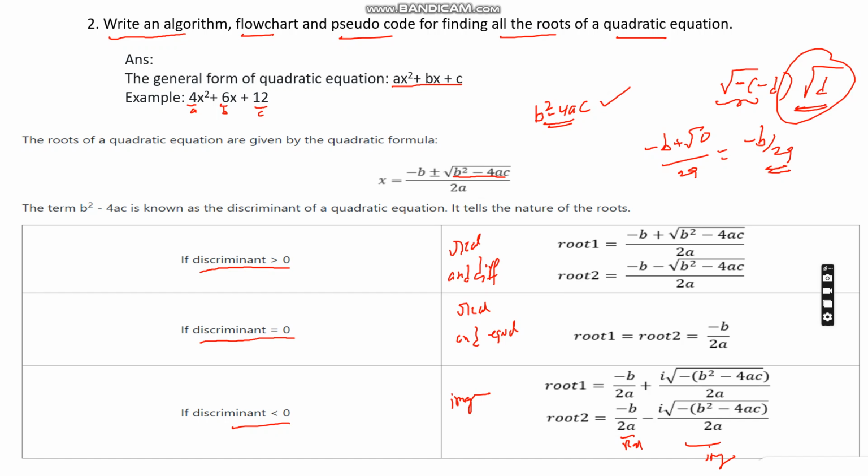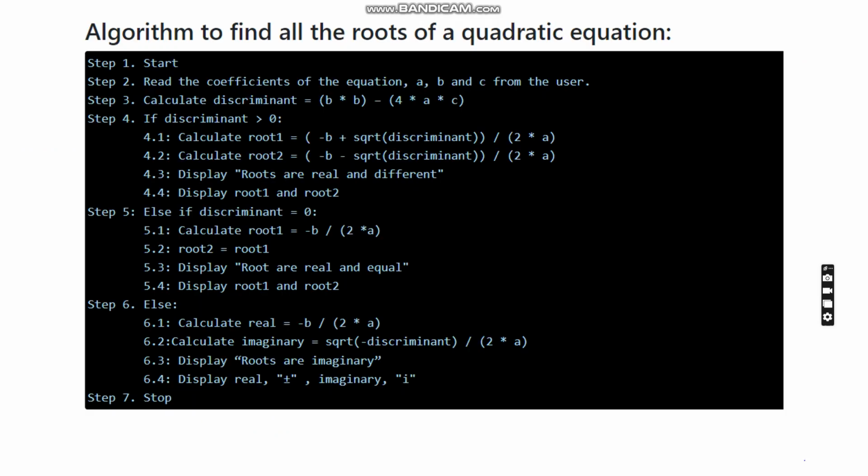Next, come to the writing of the algorithm. The very first step is start, and after that we have to read the coefficients of the equation A, B, C from the user. Means from the user we have to read the A value, B value as well as the C value. Next, we have to calculate the discriminant. Here the discriminant formula is b square minus 4ac. Means we are writing b into b minus 4ac.